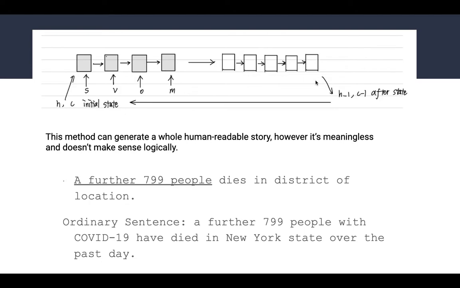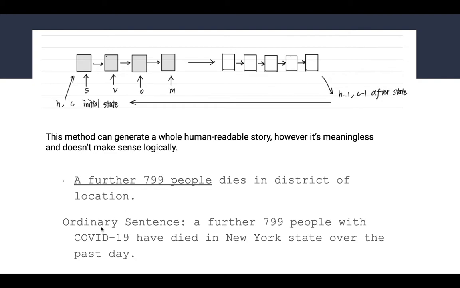the whole sentences. In this model, we just use the previous sentence's final state as the next sentence's initial state, so that it can generate a continuing paragraph because every sentence is closely connected. This method can generate a whole human-readable story. However, it's meaningless and it doesn't make sense logically.